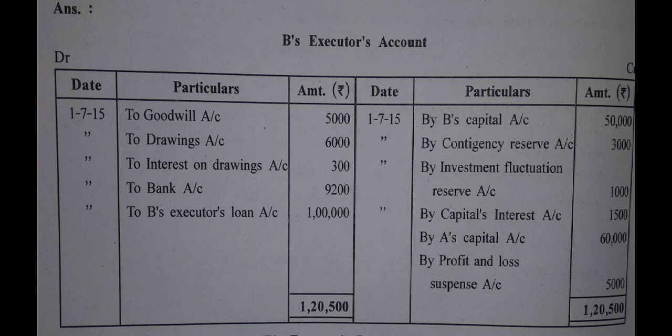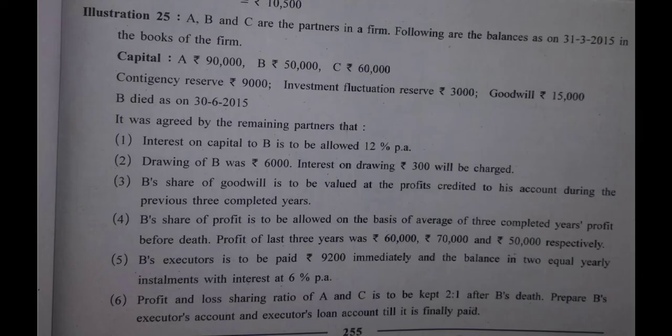Interest on capital is to be credited and interest on drawings is to be debited. I mean interest on drawings is to be written on debit side, and interest on capital is to be written on credit side of partner's capital account and partner's executor's account. Alright? Okay then, let us check what is the next adjustment.